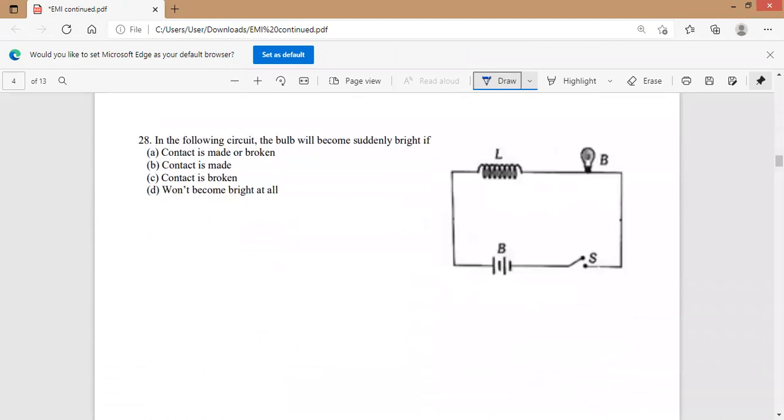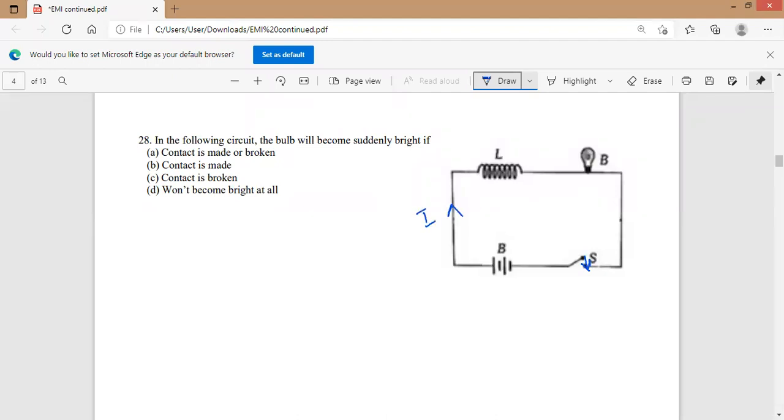Next, in the following circuit, the bulb will become suddenly bright if contact is made or broken, in both the cases, or won't become bright at all. When the contact is made, current will start to flow in this direction, I.